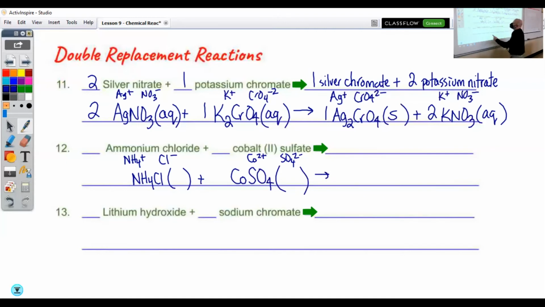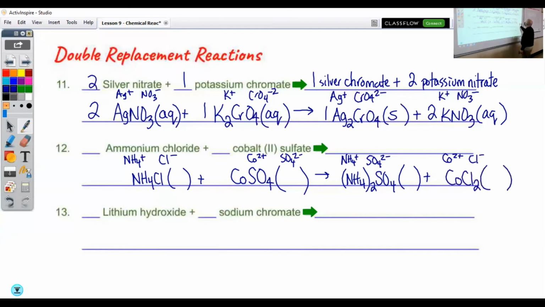Next part, we're going to combine the outer portion, so the ammonium and the sulfate. So ammonium is NH4 plus, sulfate is 2 minus. So we need 2 copies of ammonium to bond with our sulfate. And in our second part, we have cobalt 2 plus and we have chloride. So cobalt 2 plus and chloride are going to make cobalt 2 chloride. We'll identify that charge as well.